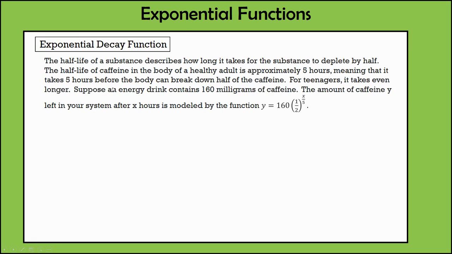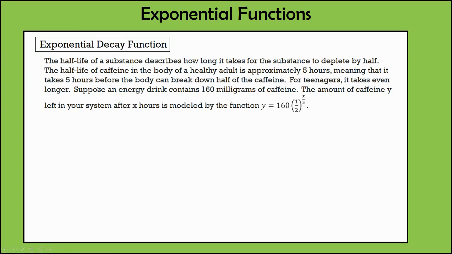Okay, let's look at a decay. This is a very common exponential decay concept, the half-life of a substance. And half-life describes how long it takes a substance to deplete by half. All right, the half-life of caffeine in the body of a healthy adult is approximately 5 hours. So what that means is it takes 5 hours for the body to break down half of that caffeine. So 5 hours to break down half. But for teenagers, it takes longer.